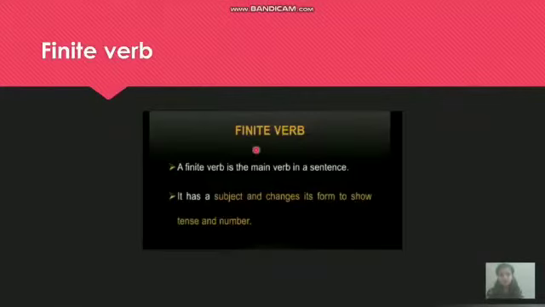So what is a finite verb, children? A finite verb is the main verb in a sentence. It has a subject and changes its form to show the tense and number. In the previous slide I told you that a finite verb depends upon the subject, number, and tense. So a finite verb is the main verb in a sentence, and it has a subject, and the verb changes according to the tense and the number.